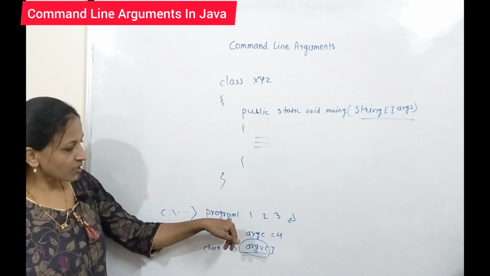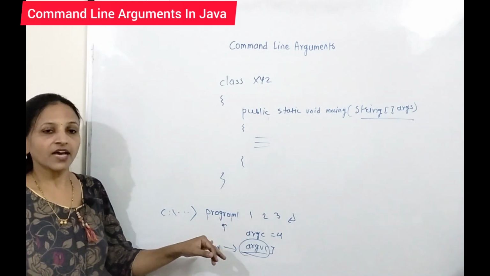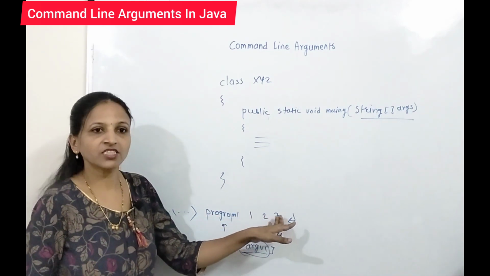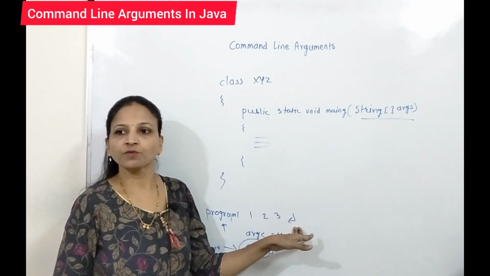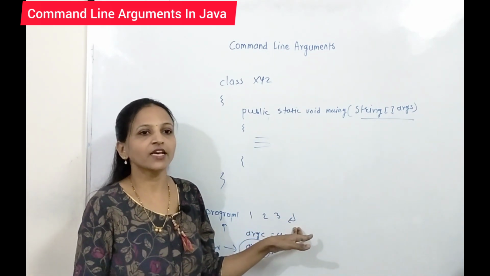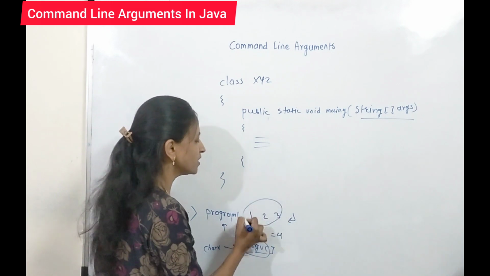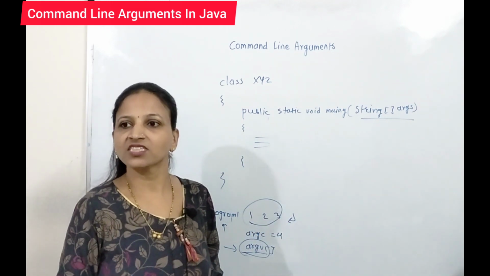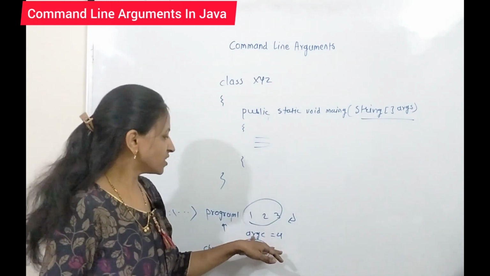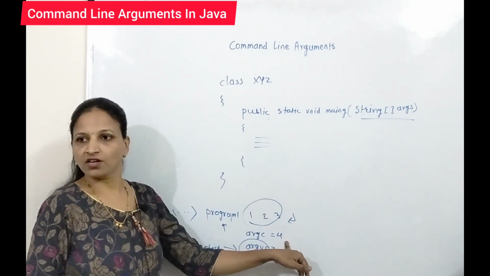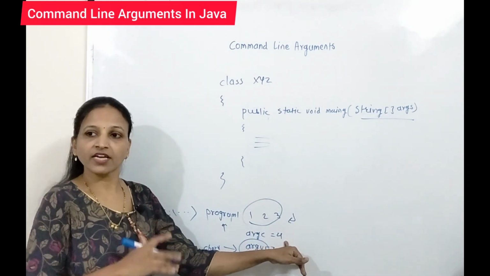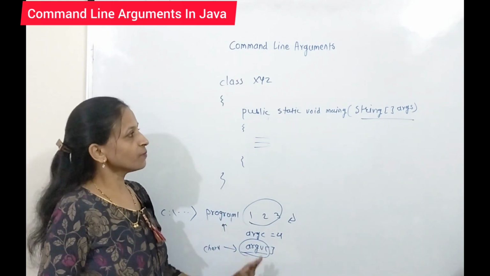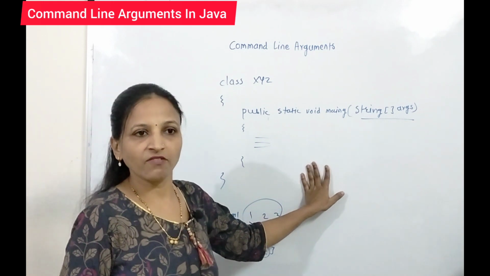Now here program1 will be considered argv of 0, then argv of 1, argv of 2, and argv of 3. If you want to do any calculation using these arguments, start with argv of 1 up to argv of 3, and here argc has the value 4. In this way, in C, we can use the command line argument concept. The same is applicable in Java.